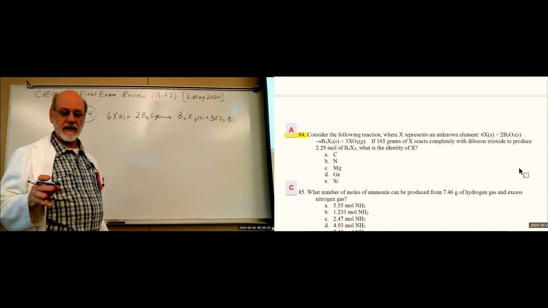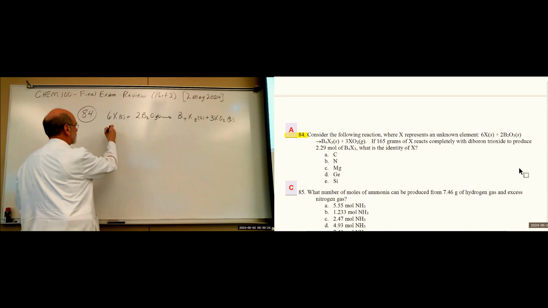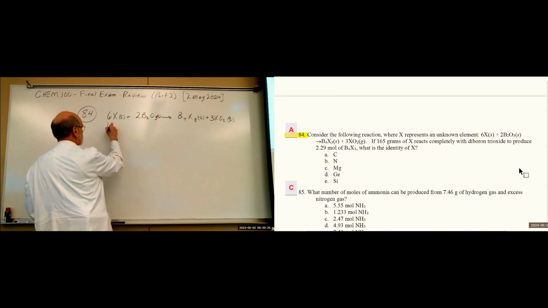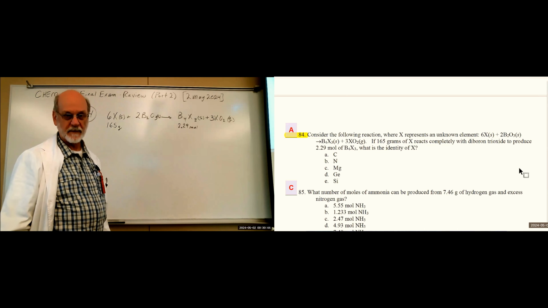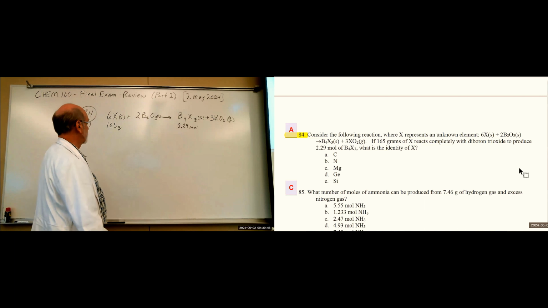If 165 grams of X reacts completely with diboron trioxide to produce 2.29 moles of B4X3. 2.29 moles. What's the identity of X?